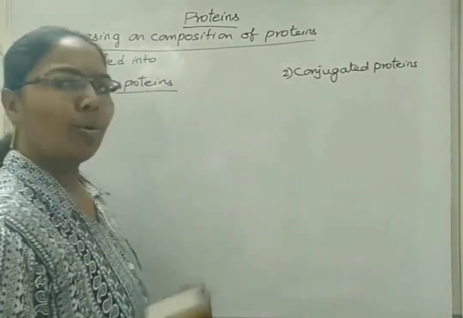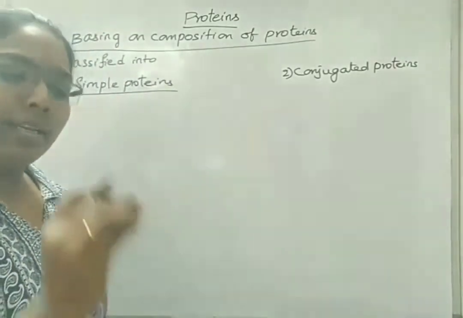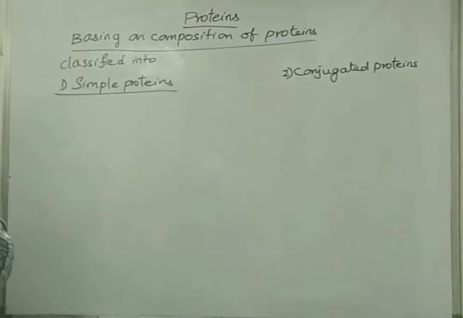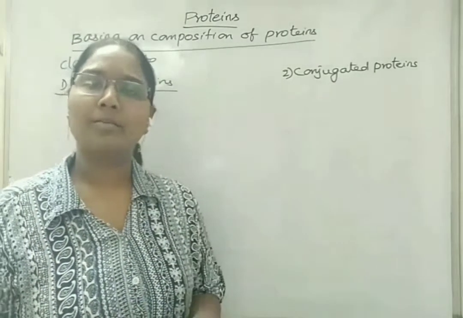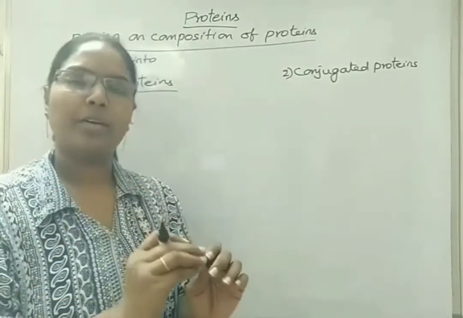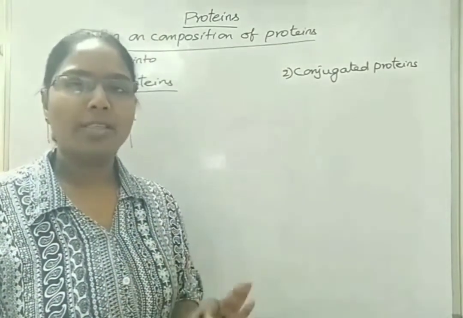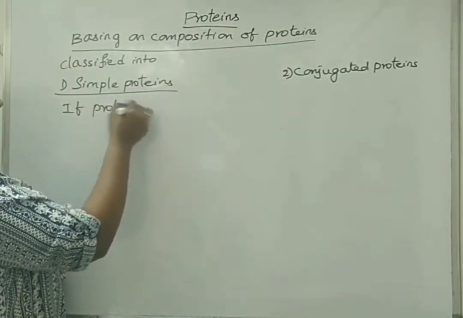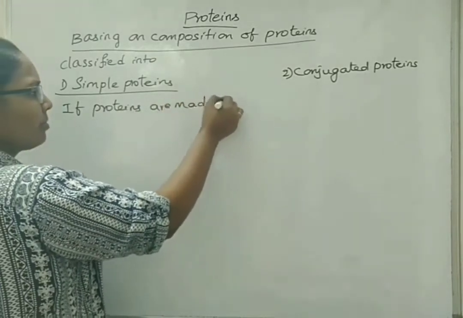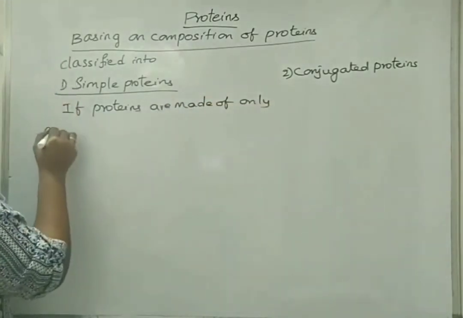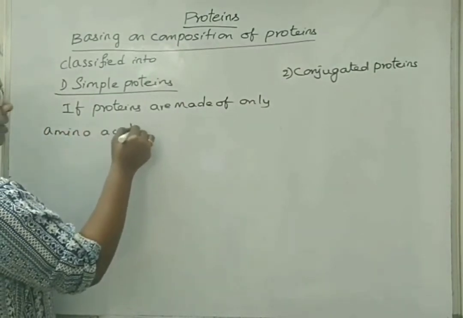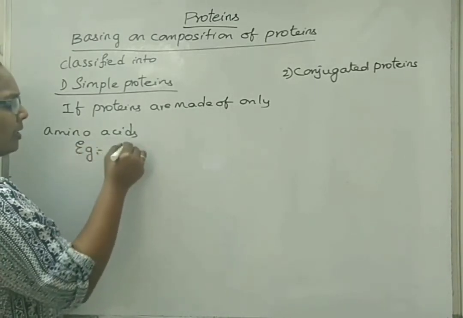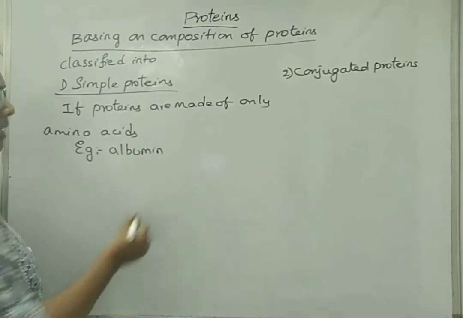Simple proteins means only amino acids giving out proteins. Only proteins will be included in that complete structure. For example, albumin is one functional protein that has only protein-type biomolecules. Carbohydrates and all these are not involved in that. So, if proteins are made of only amino acids, then they are called simple proteins. Example is albumin. Next, globulin.